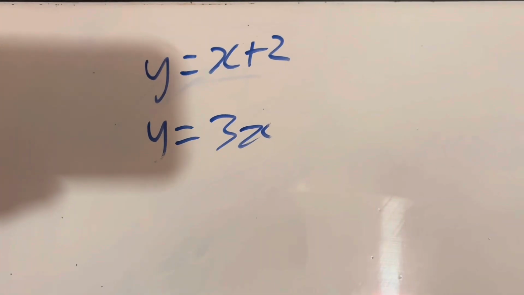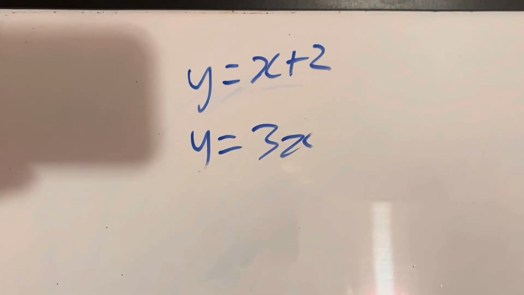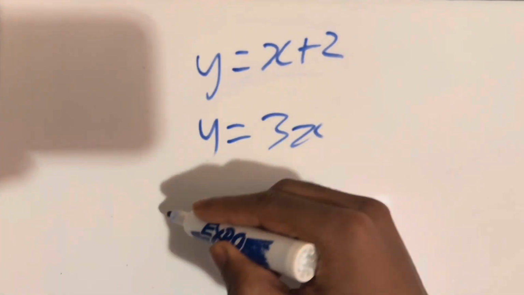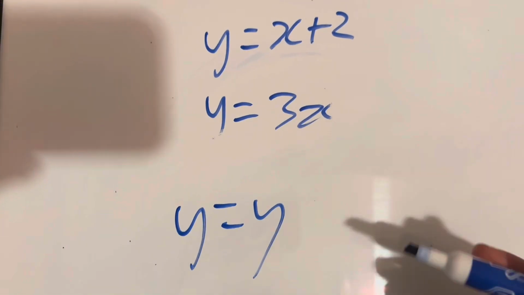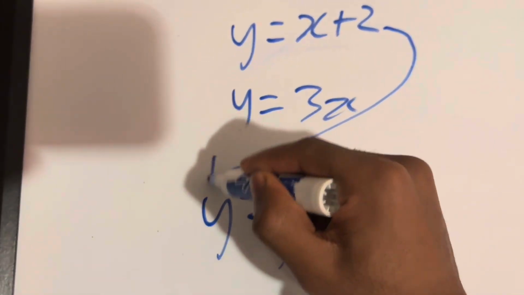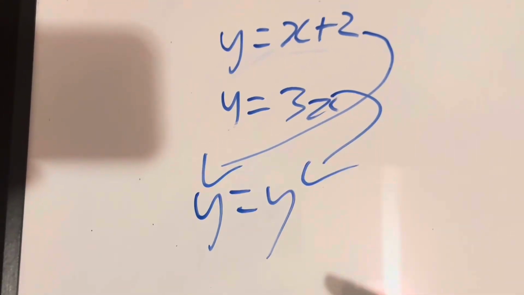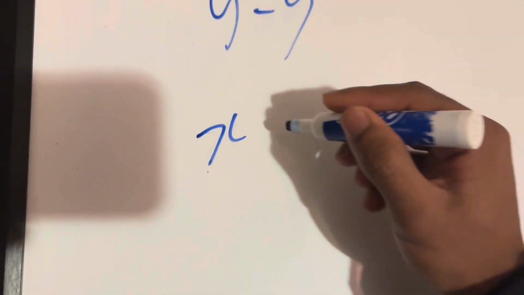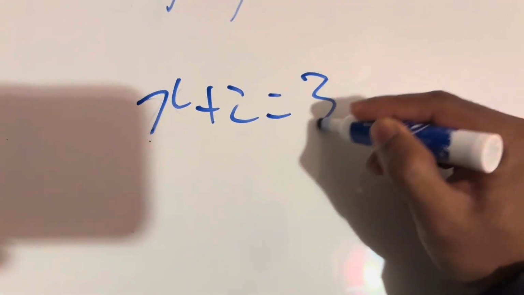And now all we've got to do is something called substitution. We need the y to equal y and the x to equal x. So, y equals y. If y equals y, and this equals this, we could just replace or substitute these two values with this. So it could be x plus 2 equals 3x.